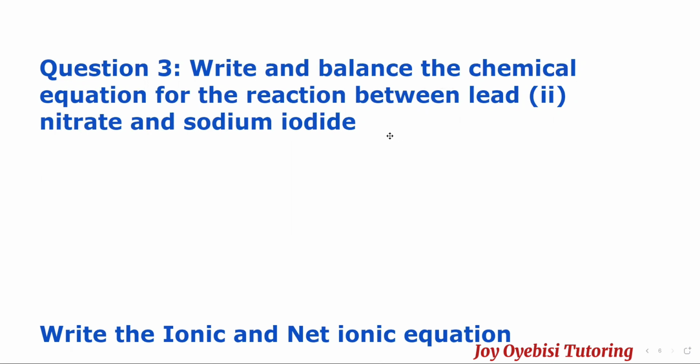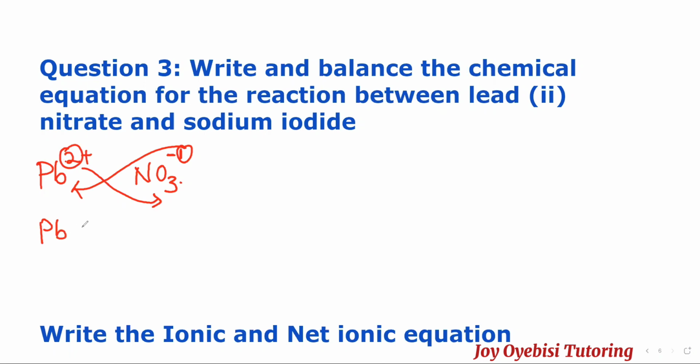So for question 3, we were asked to write and balance the chemical equation for the reaction between lead-2 nitrate and sodium iodide. So we're going to start by writing out Pb2 plus. It said lead-2, so that means Pb2 plus. Nitrate is polyatomic, so it's NO3 with a -1 charge. Again, combine these 2 guys. So the 2 goes to the nitrate, this goes here, and the 2 comes here. So what you're going to have would be Pb, then NO3, and 2.